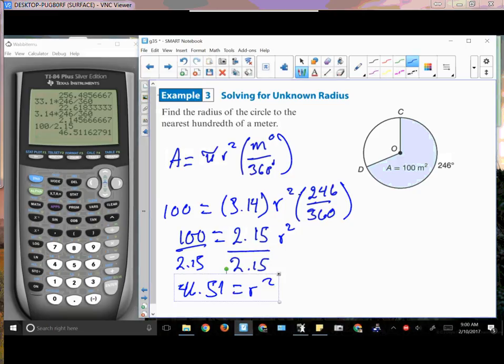Now I have to take the square root of that, right? Square root of 46.51162791. So radius appears to be equal to, let's see, 6.82. Now this was in meters, so it's going to be in meters.